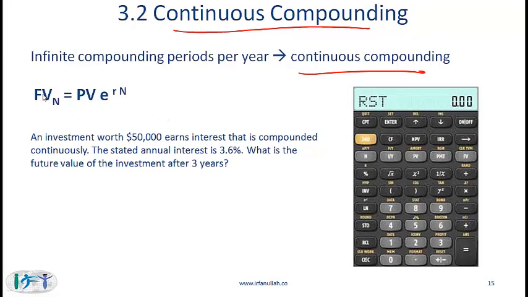The formula for continuous compounding is given right here. The future value at the end of n years, now keep in mind this is the number of years, is equal to present value into e, this is the mathematical number e, to the power of r, where r is the stated annual rate. It is also sometimes called the continuously compounded rate, multiplied by n, which is again the number of years.